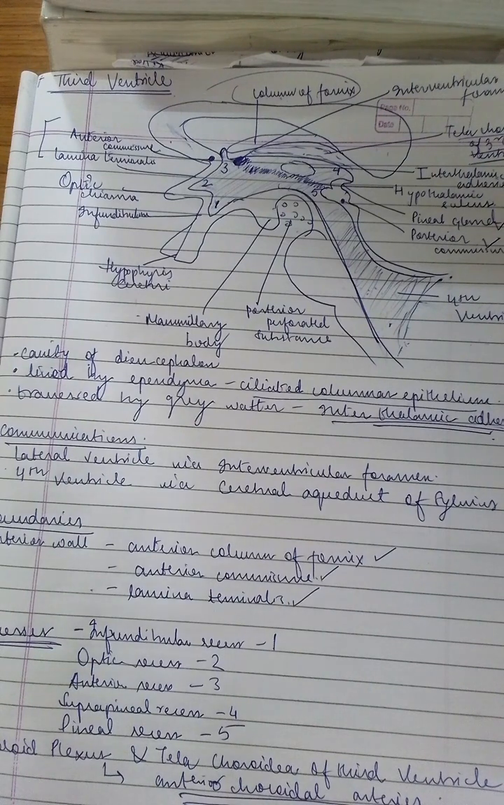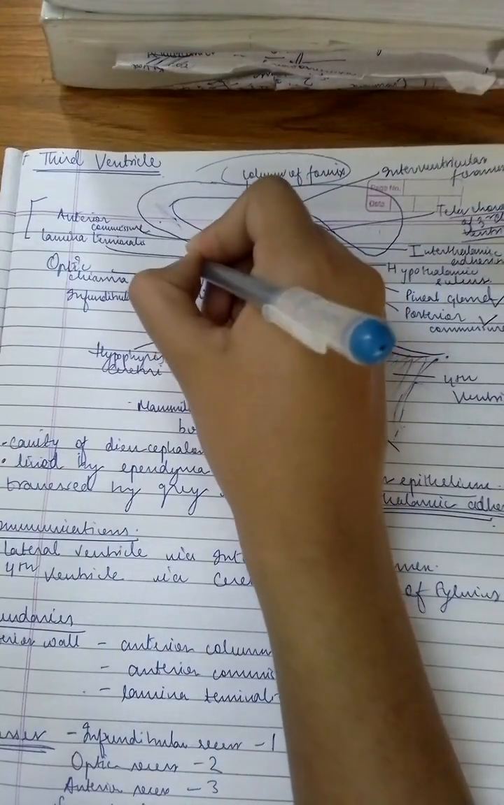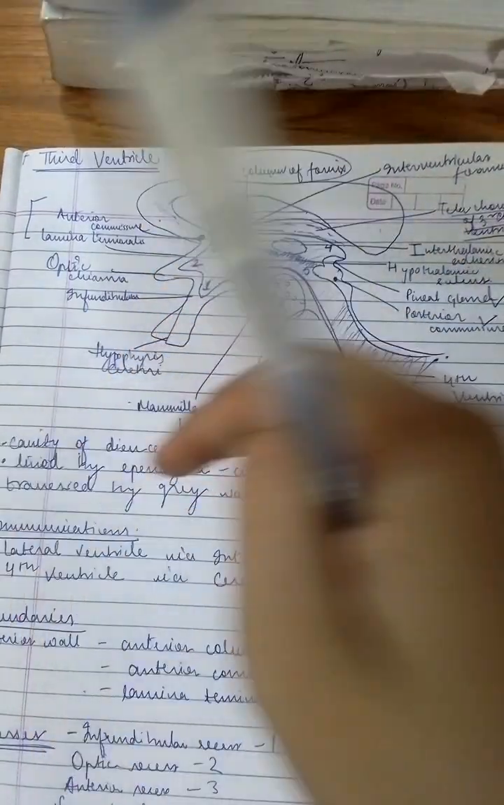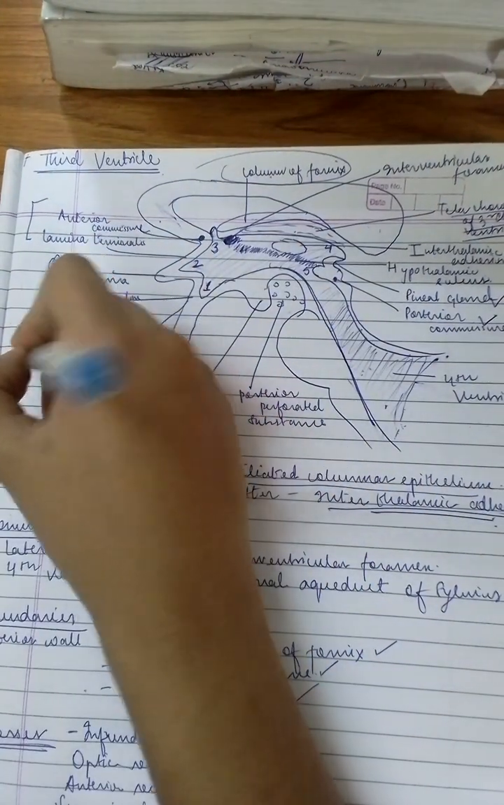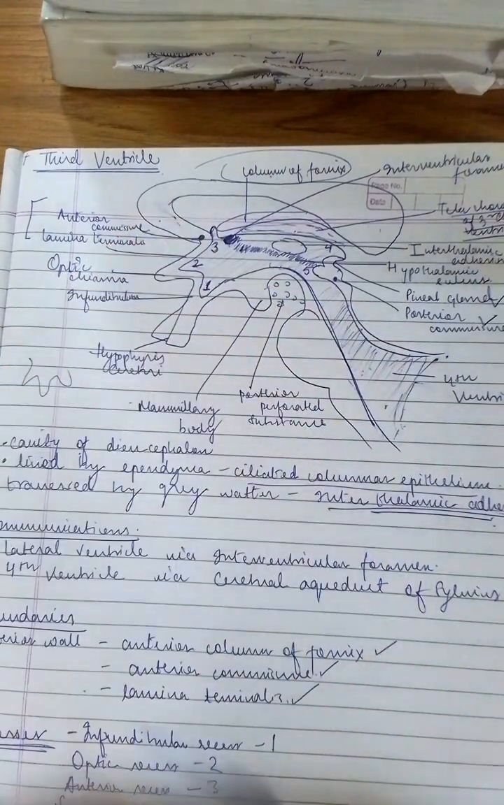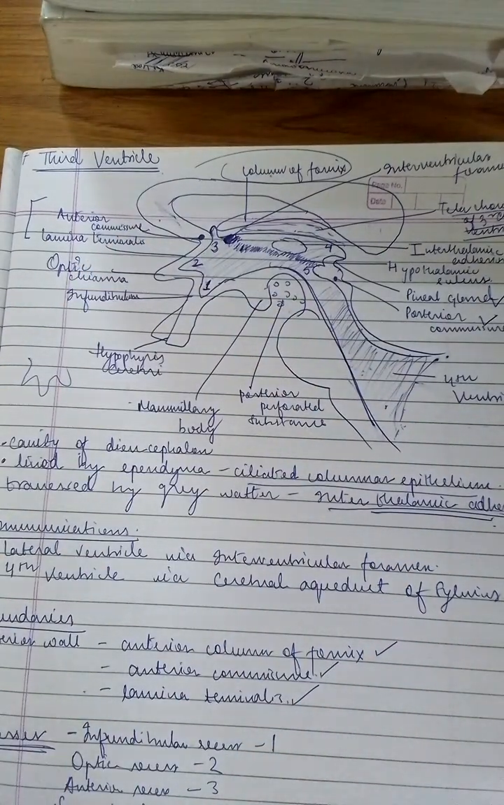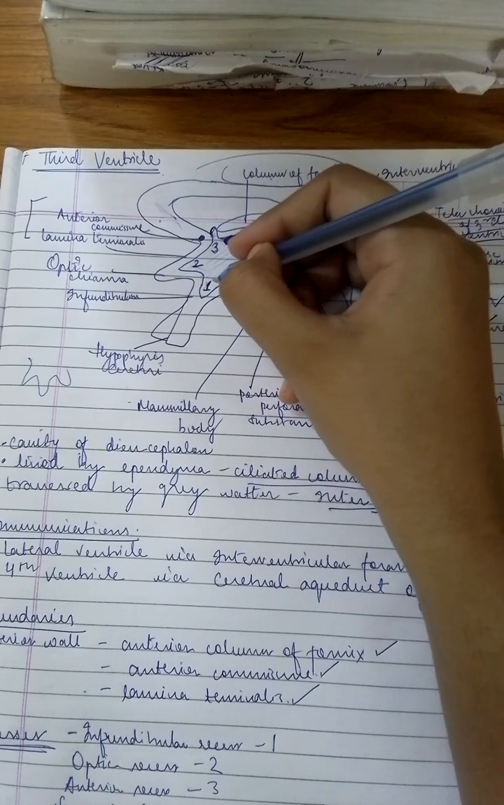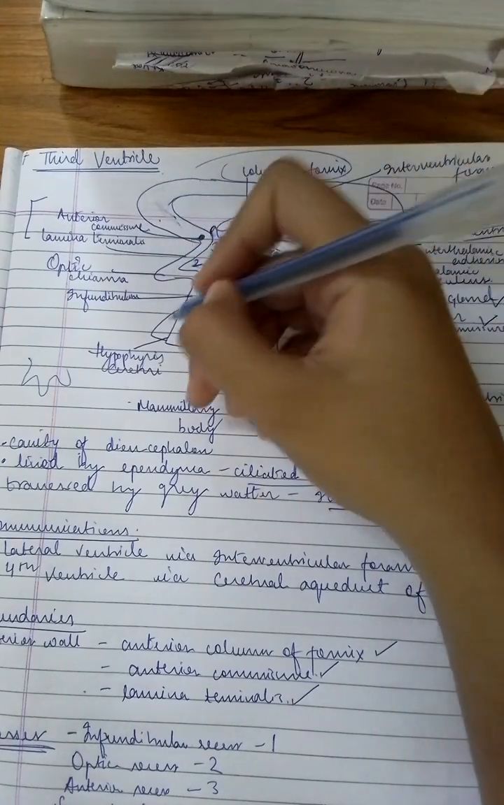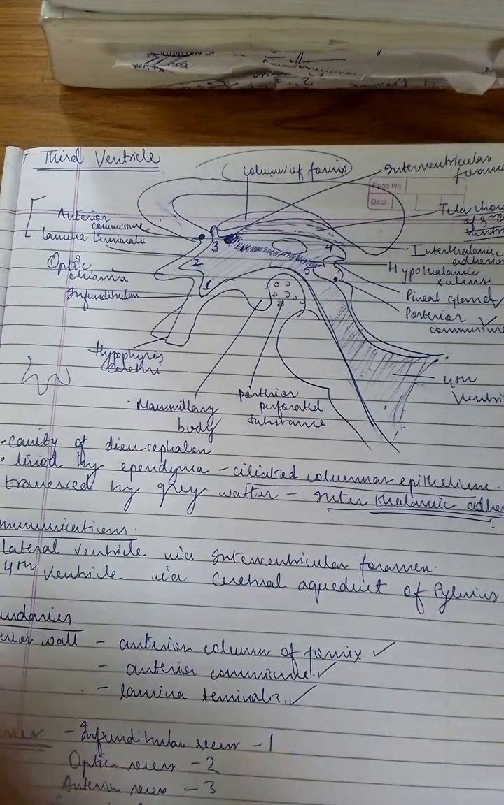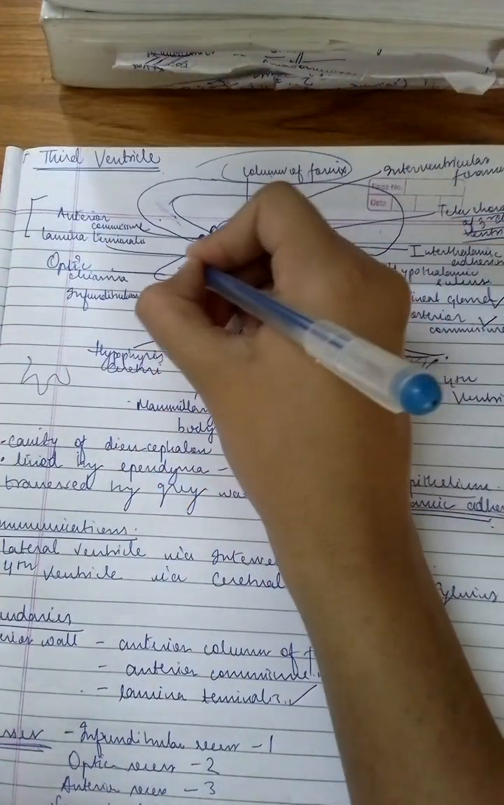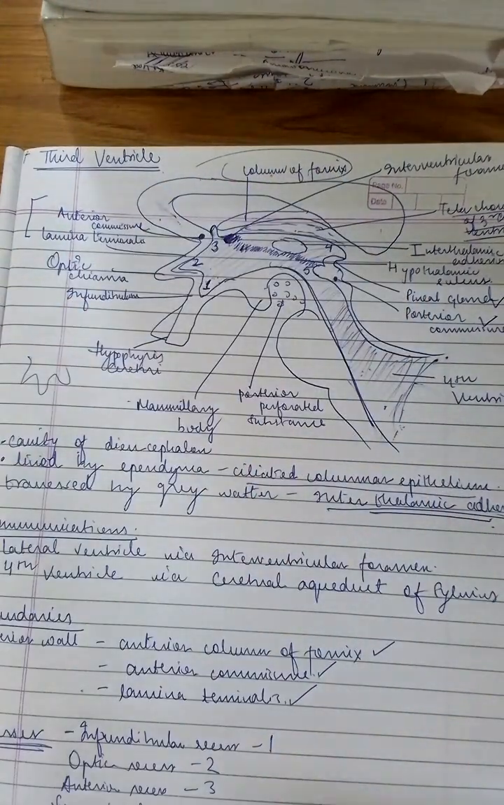So you have seen the walls in all the diagrams. Now we are going to see the recesses, which are certain spaces present here. We have also learned recesses in the fourth ventricle, certain recesses like this, extending to certain parts. Some of the third ventricle extends into the infundibulum, so it is called the infundibular recess. So it is extending into the infundibulum. Certain part extends into the optic chiasma, that is the optic recess.